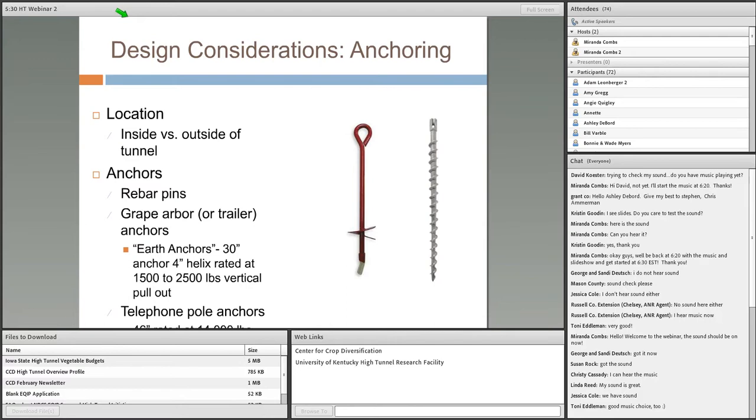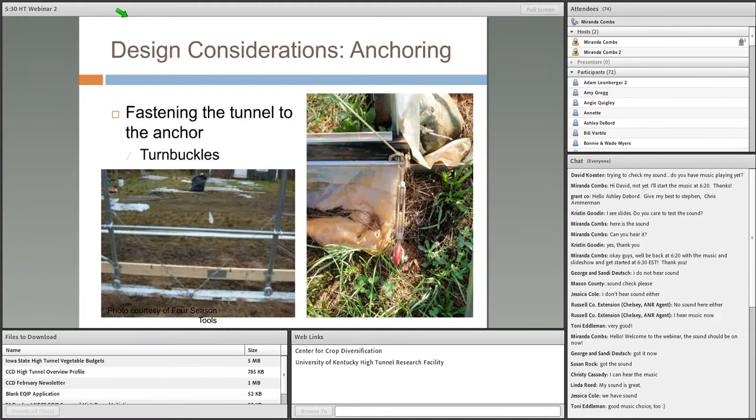However, if you place them outside the tunnel, you frequently run into issues of mowing and other types of maintenance around those pins and things. And so for us, just knowing the number of students that we have out on the farm running mowers and things like that, we thought we ought to err on the side of caution and put our anchors on the inside. So you're going to see some pictures on the inside. Most commercial models anchor them on the outside. So I only bring this up to point out some discrepancies in pictures that you're going to see here in a moment.